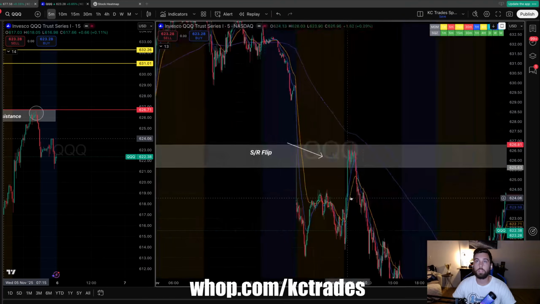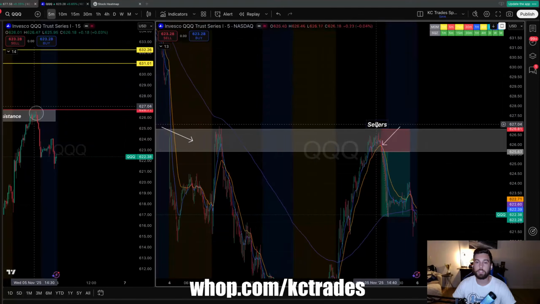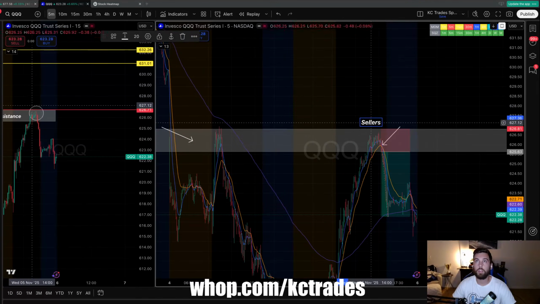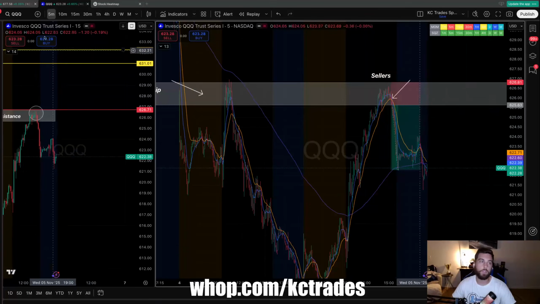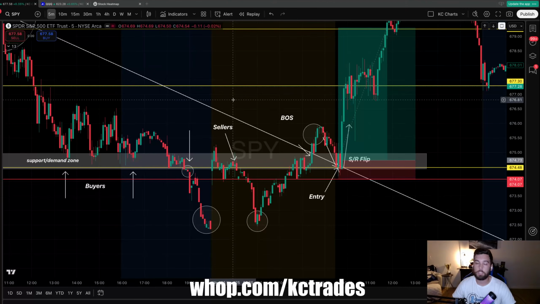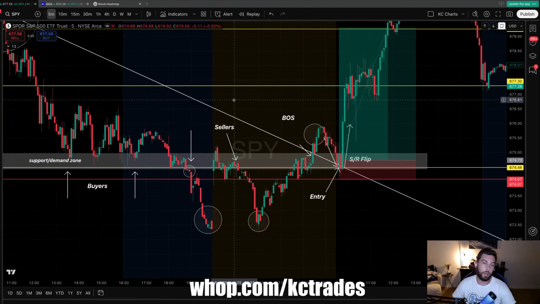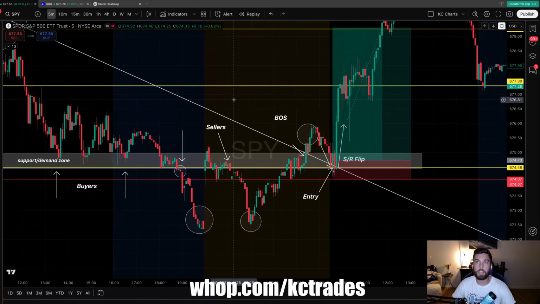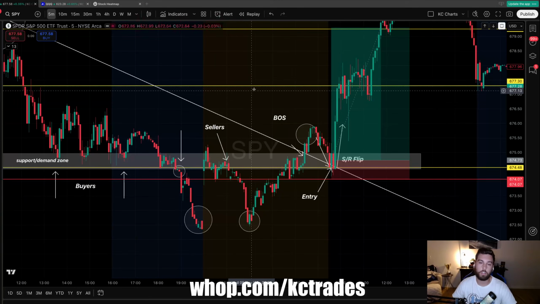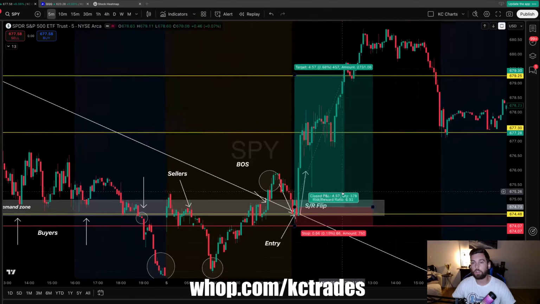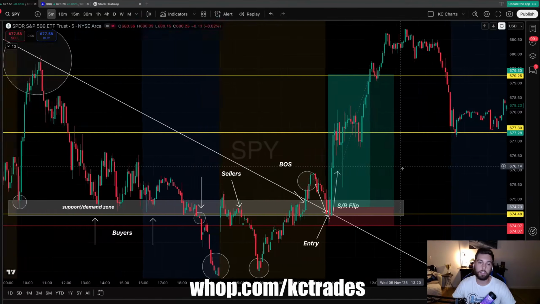That is where your support gets flipped into your resistance. And now your sellers are present, retested that area, big move down. Same exact strategy, SPY, QQQ, upside, downside, different time frames, doesn't matter. Same exact strategy across the board. And that's how I crushed the market for the upside and downside today.